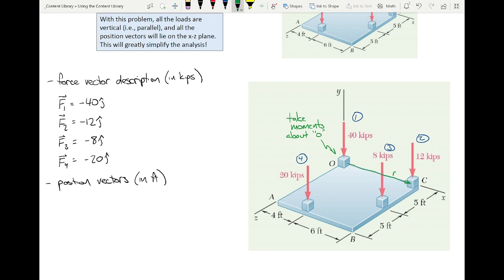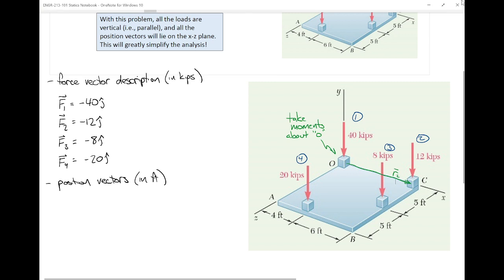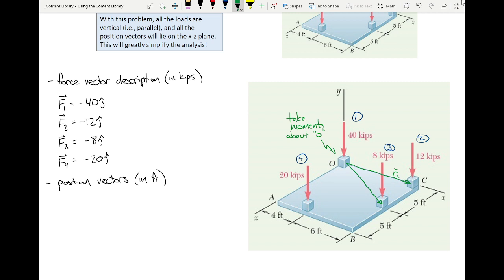So the idea is if I was describing some of these vectors, I might say this is, let's say, R2. This might be R3. And this might be R4. Make sense? Remember, a position vector is defined that starts at the point about which moments are being taken, in this case point O. So it goes from point O to the line of action of the force in question. Now I've got R2, R3, and R4 written.